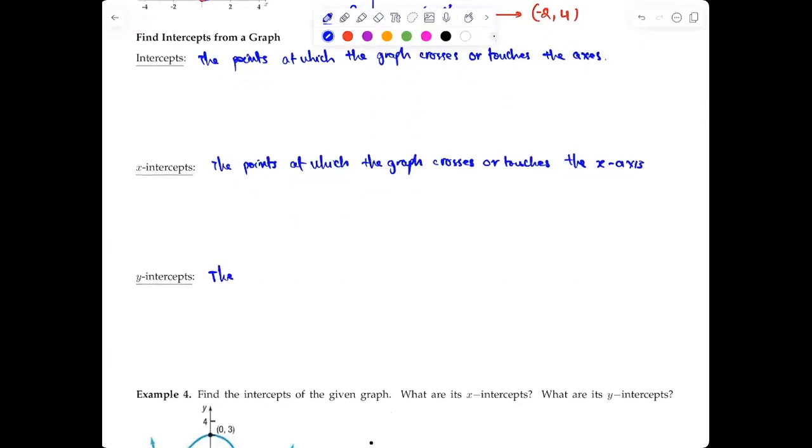And you have a very similar definition for the y-intercept. For the y-intercept, the points at which the graph crosses or touches the y-axis.